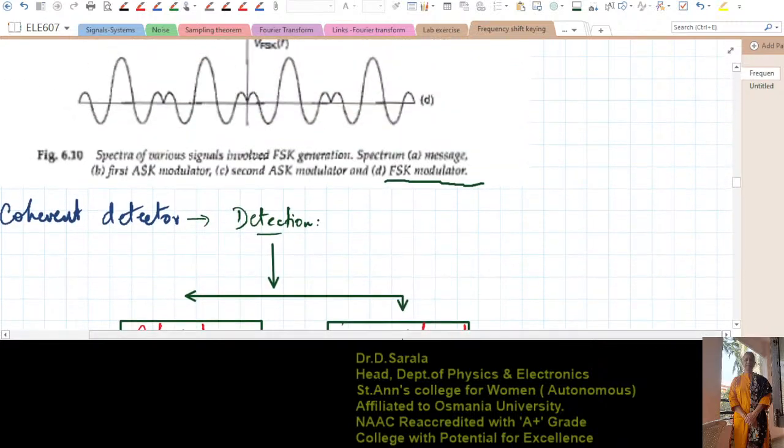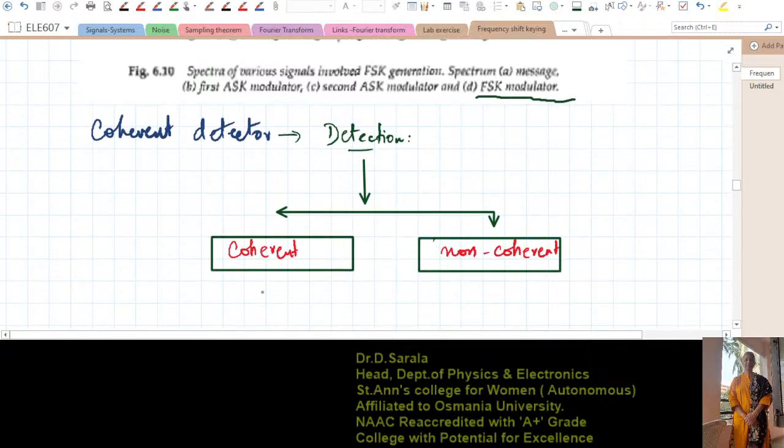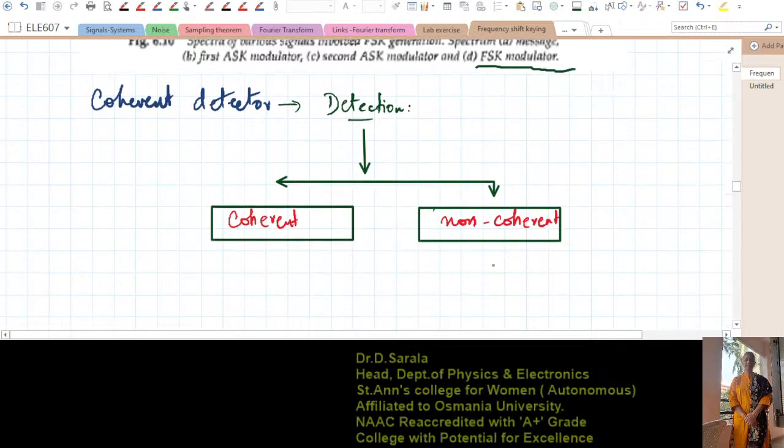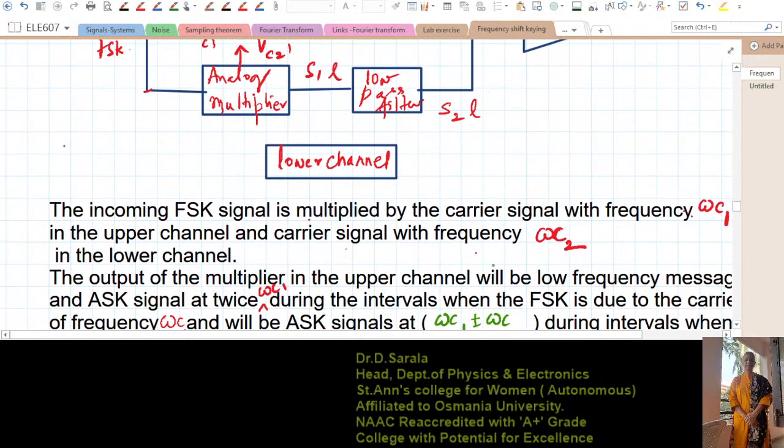So far we have seen how to generate an FSK waveform. Now, how do you detect this? Detection is also known as reception. There are two ways of detection. One is coherent detection, the other one is non-coherent. Let us see what this coherent one is.